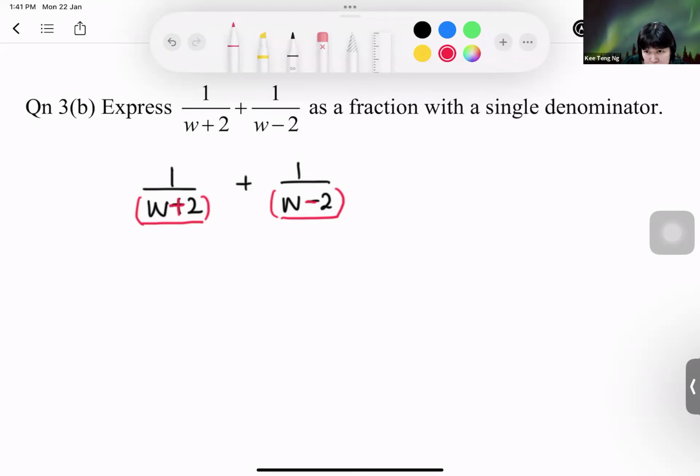So how am I going to make them a single denominator? I need to multiply the denominator with additional factors to make them the same denominator. So what do I need to multiply here? This will be w minus 2. And this will be w plus 2.